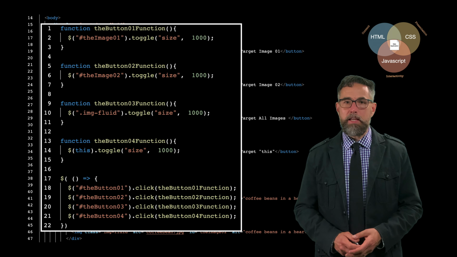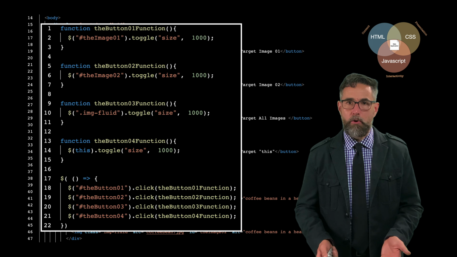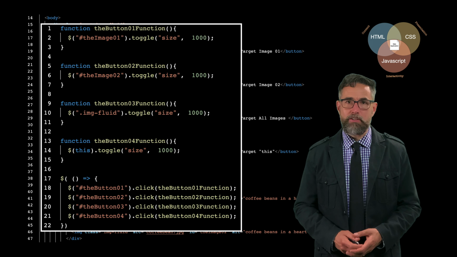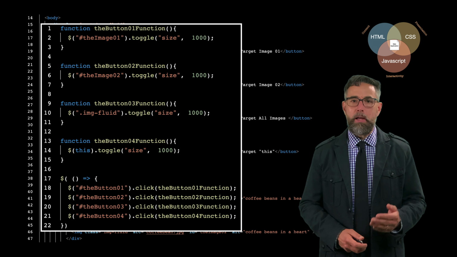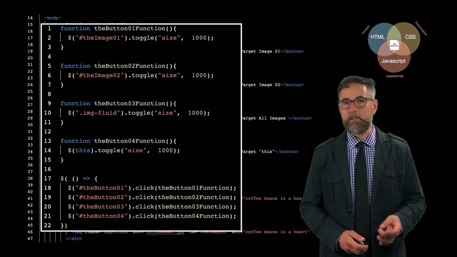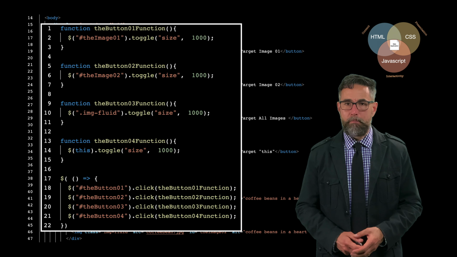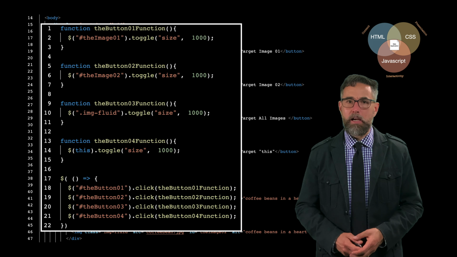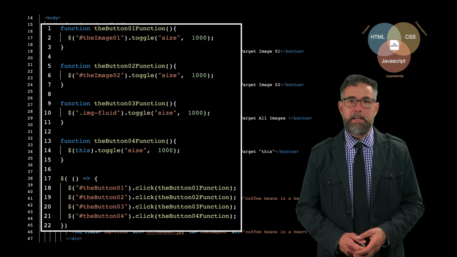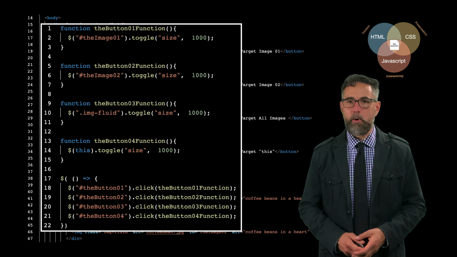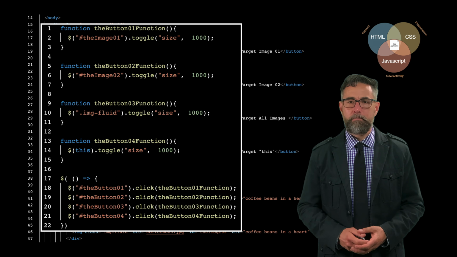Notice down on line 38 that when our document has been completely loaded, we're going to attach some functions to our buttons. Buttons 1, 2, 3, and 4 are each going to get their own unique function attached to them. And what happens when we click on button 1 is that we're going to find image 1 in our document according to ID, and we'll toggle it.